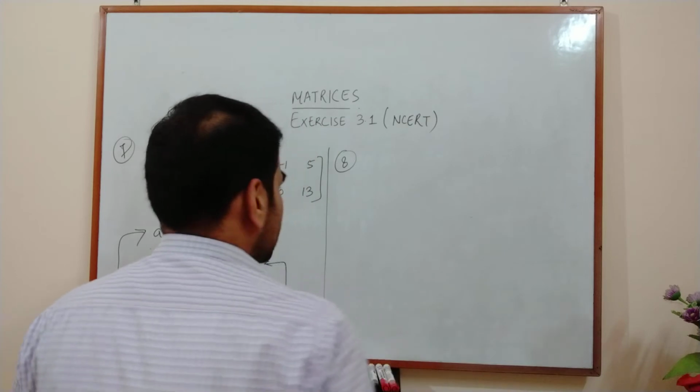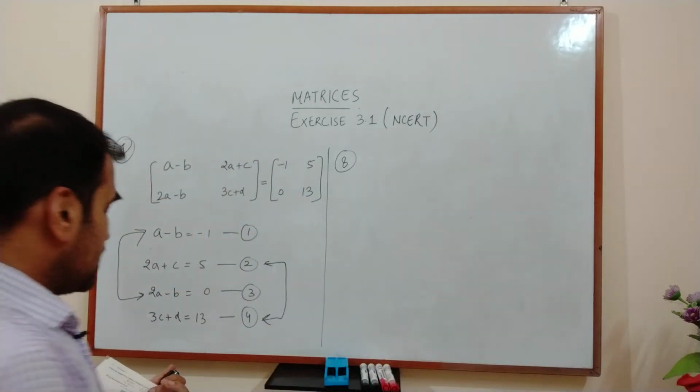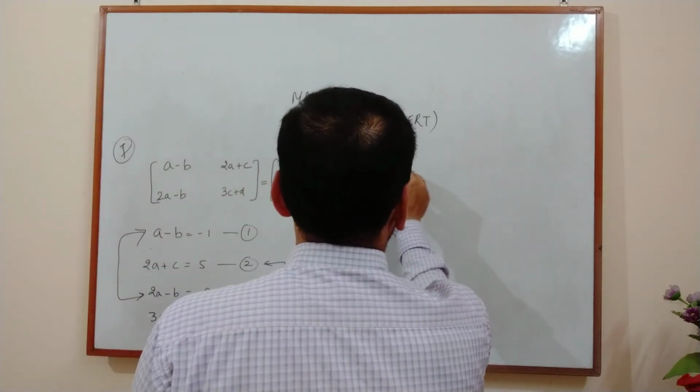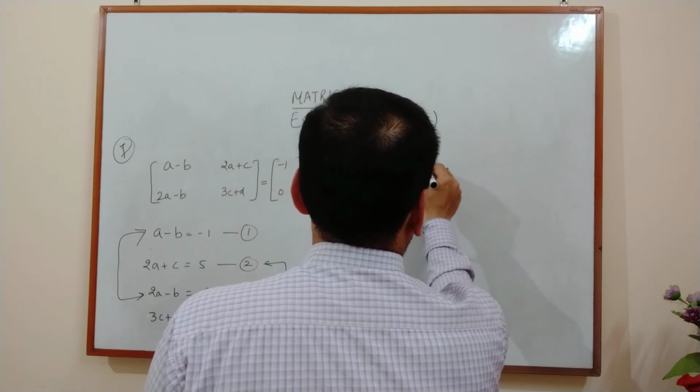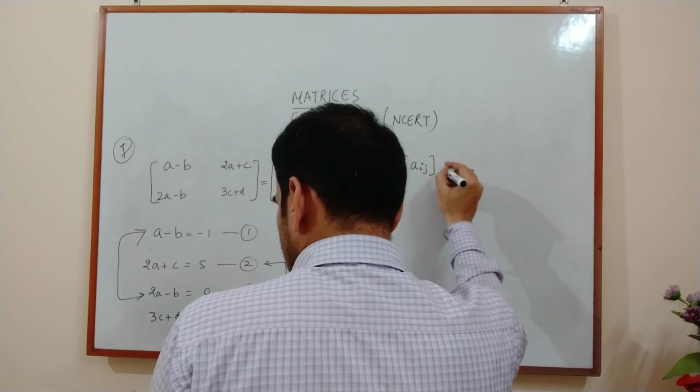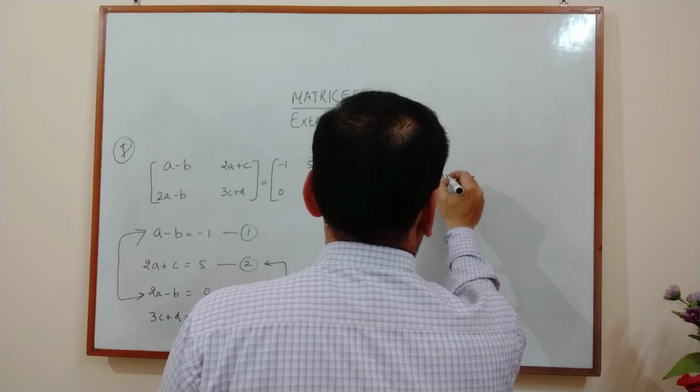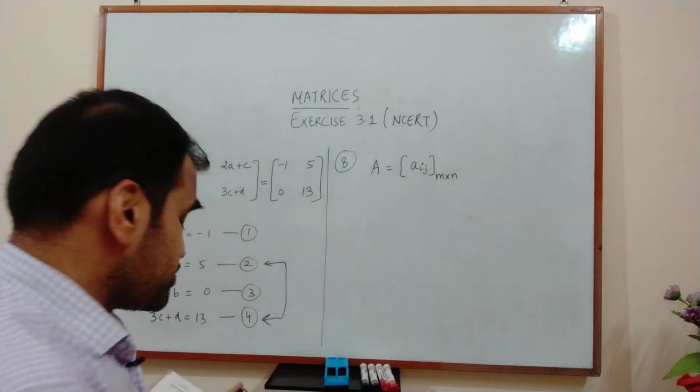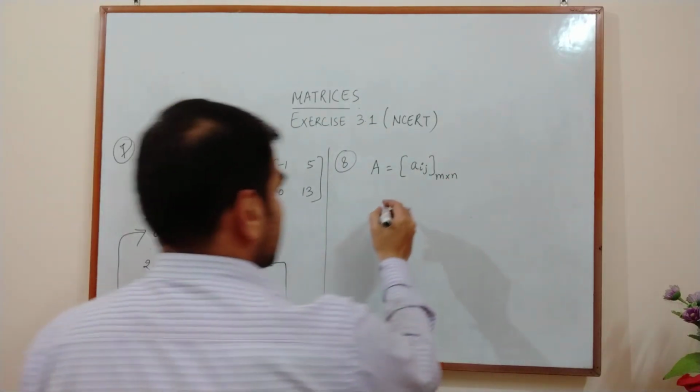Next we have question number 8. Question number 8, a matrix is given as A = [aij], and the order of the matrix is given as m cross n. The question is about a square matrix. This is a square matrix.